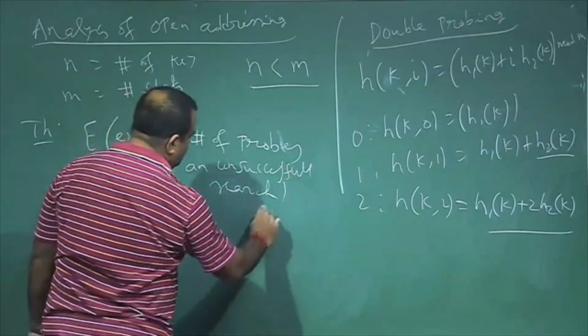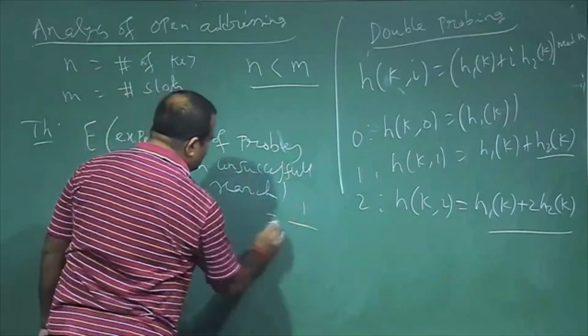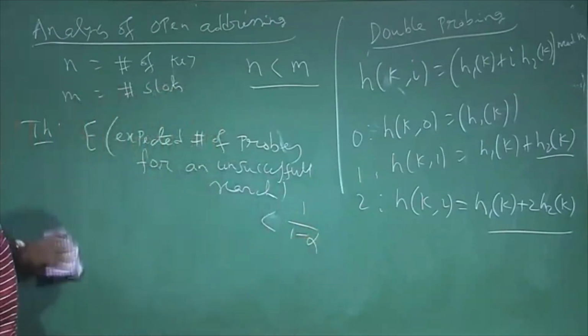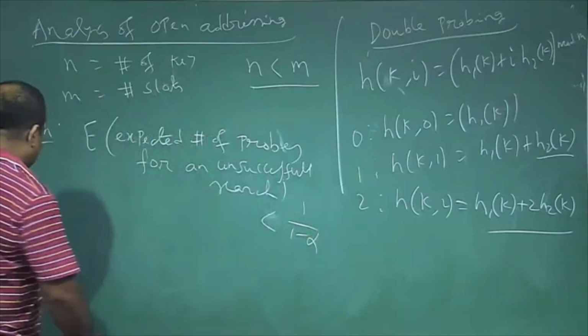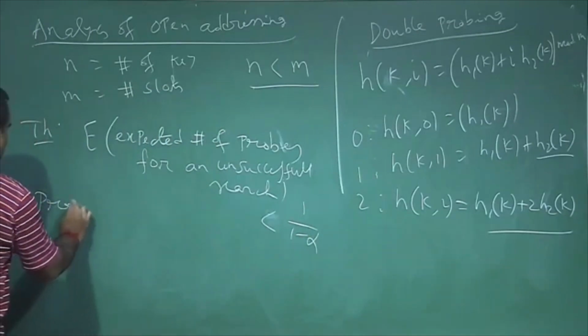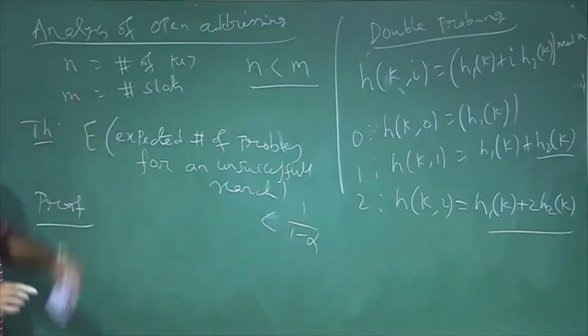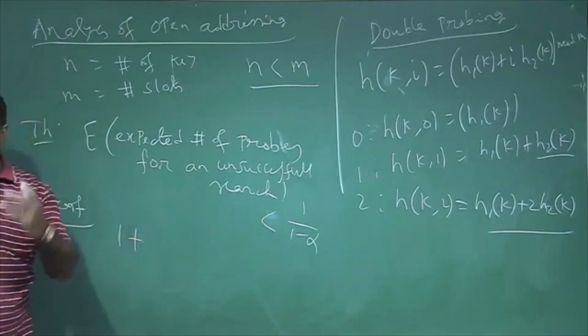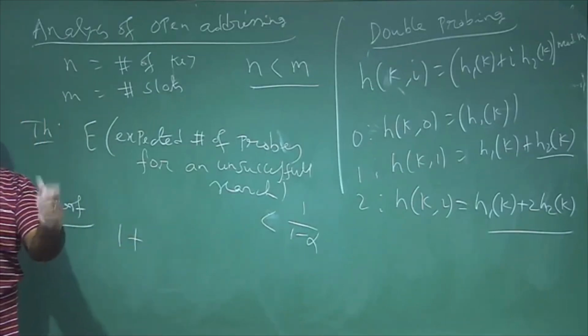is less than or equal to 1 by 1 minus alpha. Alpha is the load factor. So we need to prove this. How do we prove it? Suppose there are n keys. One probe is mandatory, since we need to apply the hash function. Then we go for a second probe if it hits an occupied slot.